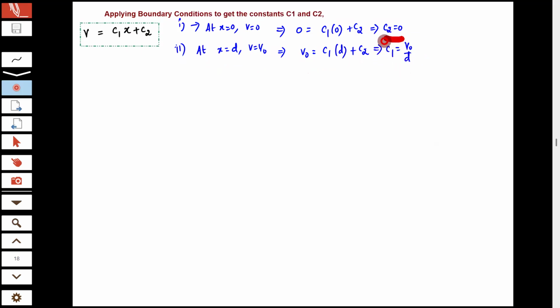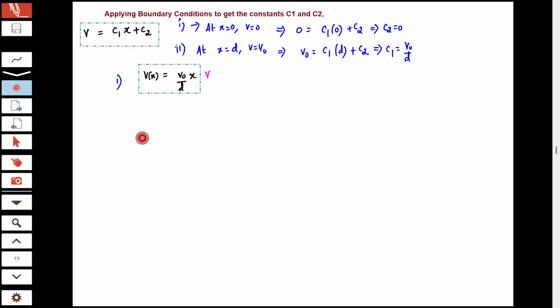Applying these constants c1 and c2 into the expression, we will get the potential function V. Thereby, c1 is V0 by d, into x, and c2 is 0. That gives the potential function which has only the variable x. So we can write V as a function of only x equal to V0 by d into x, and the unit for the potential function is volts.